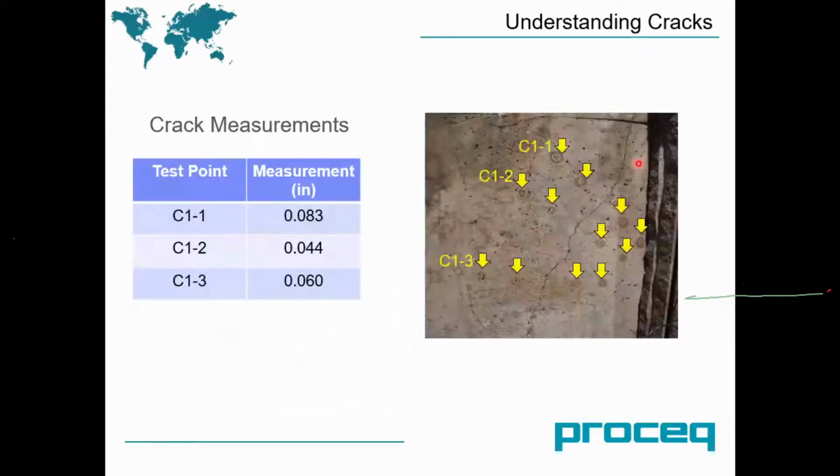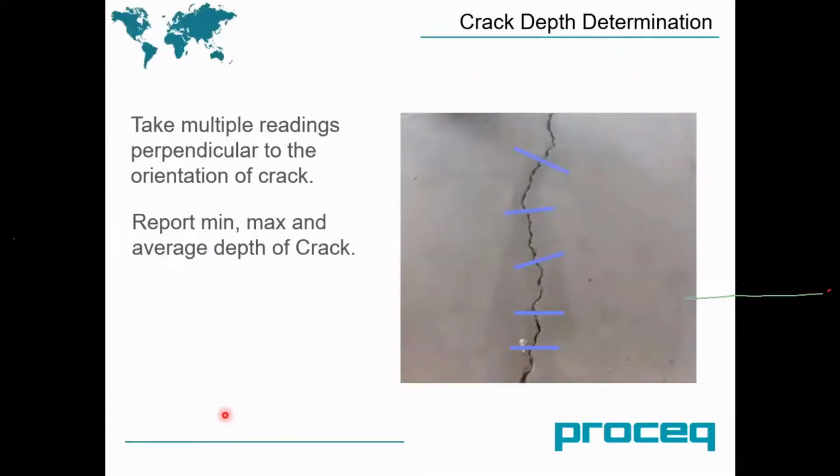So here, there's a crack, right? You can see the person has taken measurement at point 1, point 2, and point 3, and this is the measurement that obtained. And always report your data in a minimum, maximum, and average depth of crack, for example. So one measurement is not enough. You take multiple measurements and provide all the data collected.